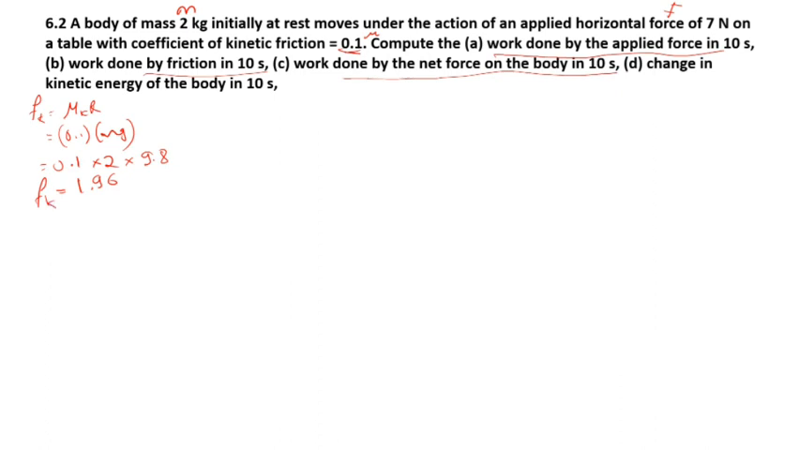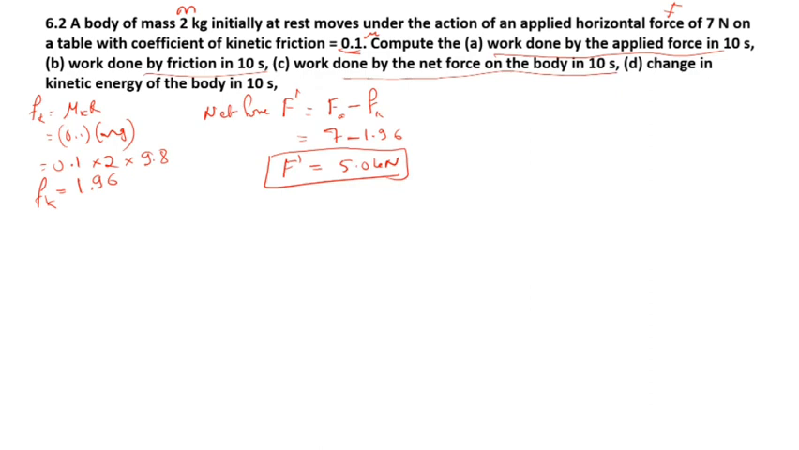Then the net force acting on the body, I can write the net force F dash as the applied force F_a minus the frictional force. The applied force is 7 Newton as given, and the friction force opposing the motion is 1.96. So 7 minus 1.96 is 5.04 Newton. So this is the net force. We call it F net or F dash.